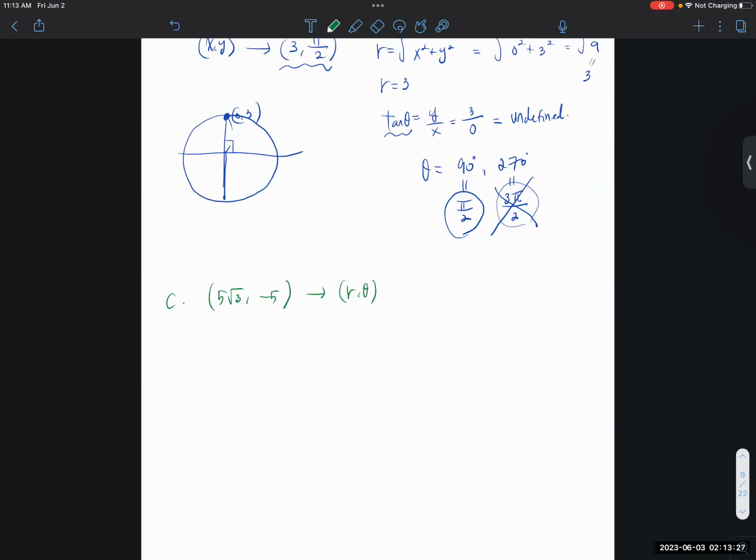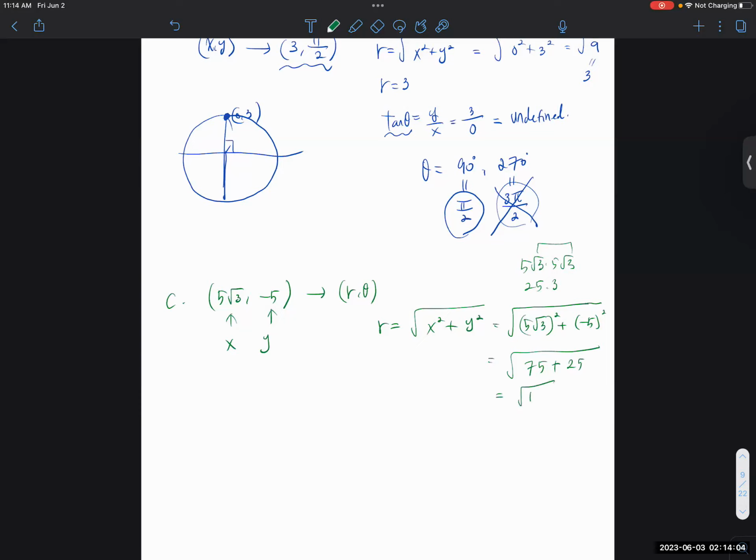Step by step, let's find the radius. This is x and this is y. So r is going to be the radical of x squared plus y squared. That means 5 radical 3 squared plus negative 5 squared. If you calculate it, you multiply twice: 5 radical 3 times 5 radical 3 is 25 times 3, which is 75, and negative 5 squared is 25. So radical 100. The radius is 10.